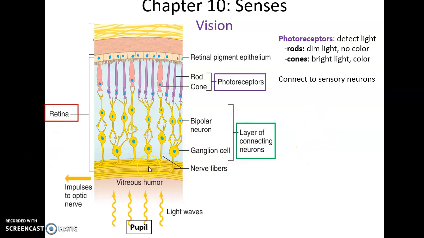So there is a thick layer of neurons. And what's weird is the pupil has the light come through it. The light travels to the back of the eye, where the retina is. It then has to pass through all these neurons before getting to the photoreceptors, which is a little weird.